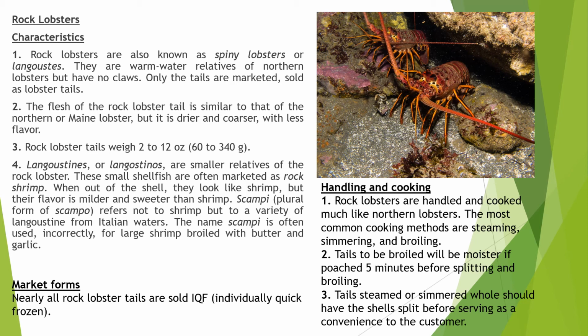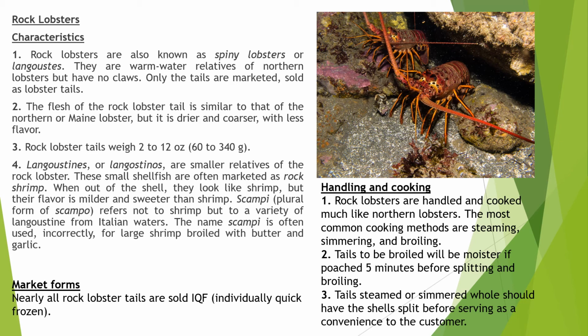The flesh of the rock lobster tail is similar to that of the northern marine lobster, but it is drier and coarser with less flavor. Rock lobster tails weigh 2 to 12 ounces, or 60 to 240 grams. Langoustines or langostinos are a smaller relative of the rock lobster. These small shellfish are often marketed as rock shrimp. When out of the shell, they look like shrimp, but their flavor is milder and sweeter than shrimp.